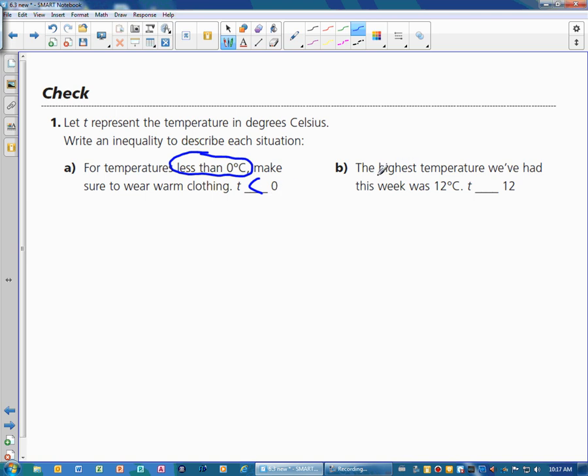All right, B says that the highest temperature we've had this week was 12 degrees. 12 is the highest, okay? So Pac-Man wants to eat the 12. That's as big as it's going to get. So the temperature has always been less than or equal to 12.